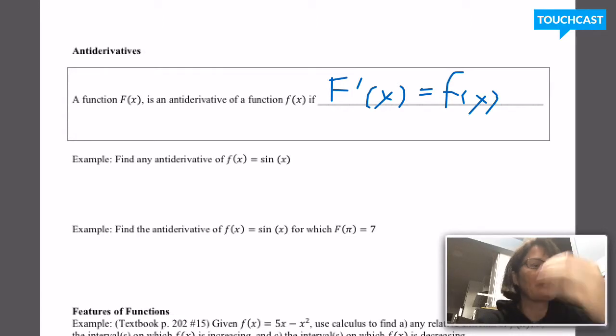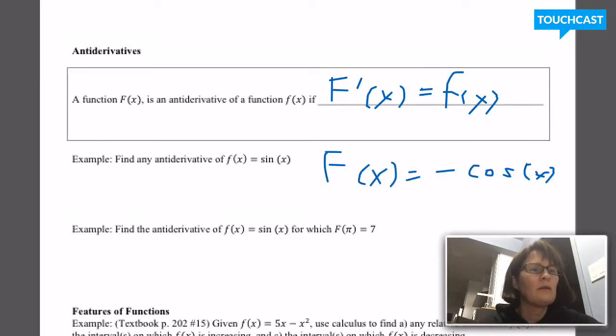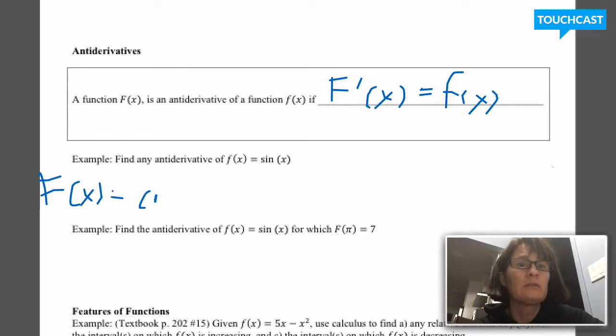So just for an example, can you name any antiderivative of sine of x? You have to think back. The better you know your derivatives, the easier this is going to be. Is there any function I could take the derivative of to get sine as the answer? So I could try some things out. Is capital F going to be cosine of x?